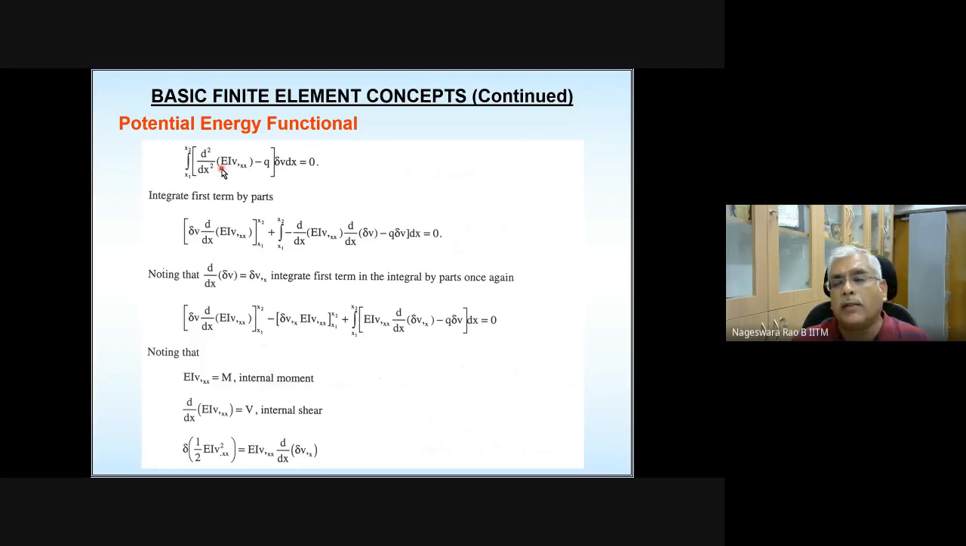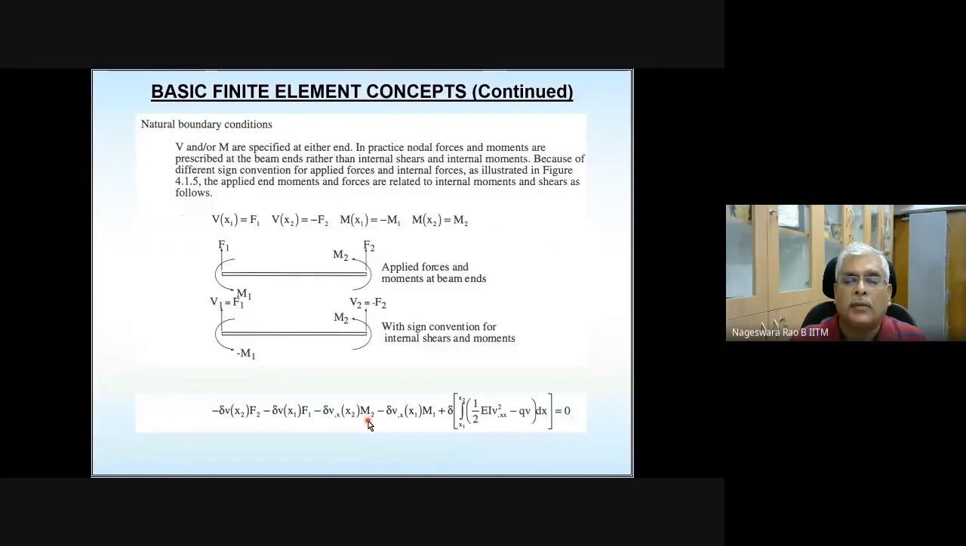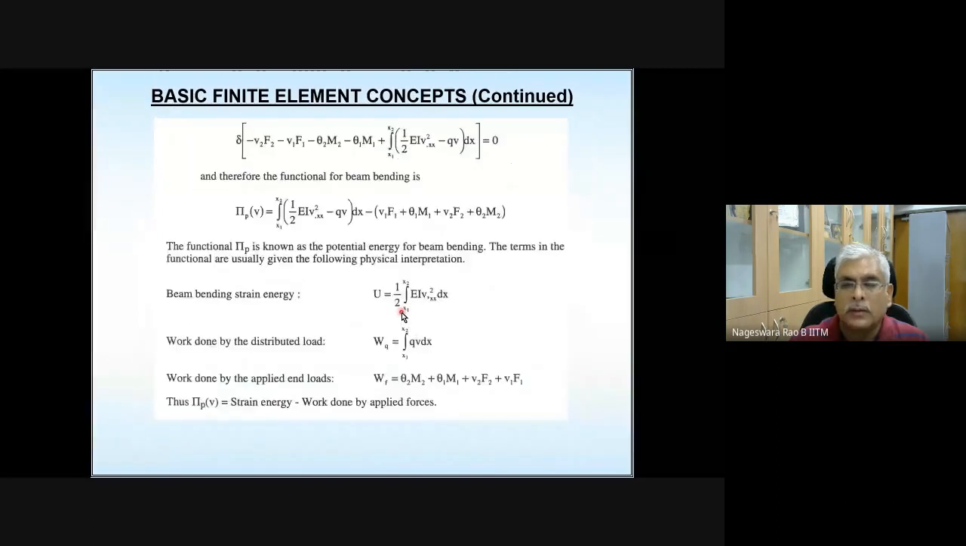This is the differential equation. This is the starting point. Differential equation multiplied with the variation of the quantity that you are trying to approximate, integrated over the problem domain. Then all the integration by parts. Finally, if essential boundary conditions are specified at both ends, this is the potential energy functional. And if natural boundary conditions are specified at both ends, this is the potential energy functional.